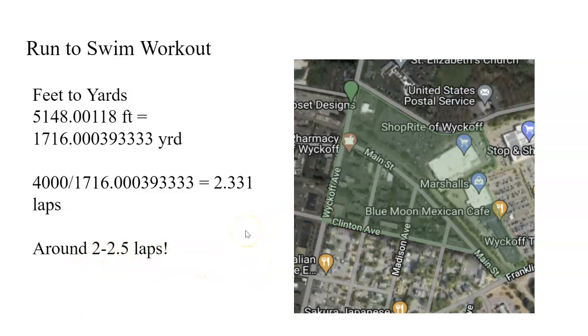And since the yardage of a swim workout can vary, this range is actually a little bit better to tell instead of this number right here.